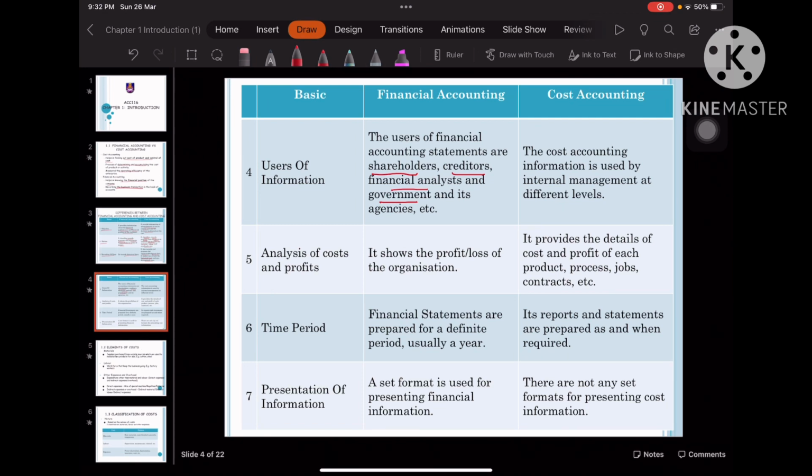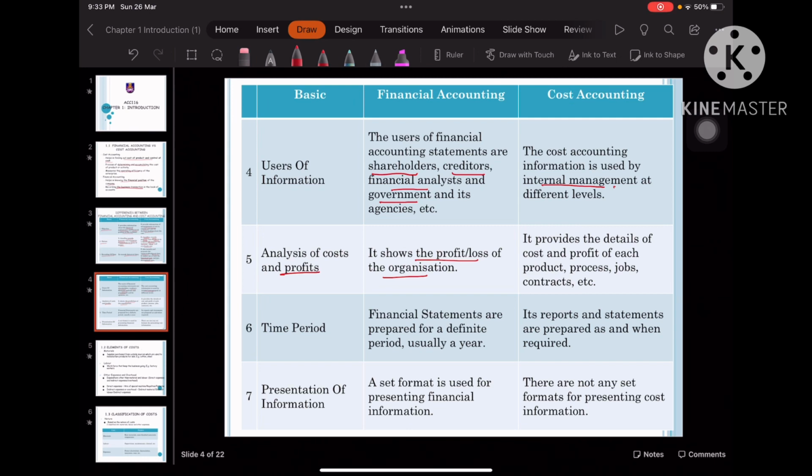But for cost accounting, the information is used internally by the internal management at different levels, so it depends on the level. Basically, cost accounting is internal, and financial accounting is more on external. Number 5, in terms of the analysis of profit, financial accounting covers the profit or loss of the organization.